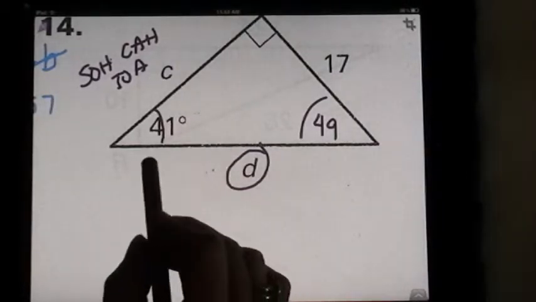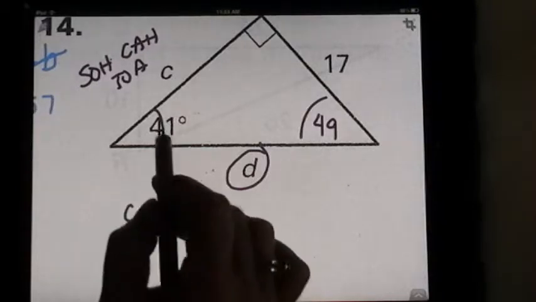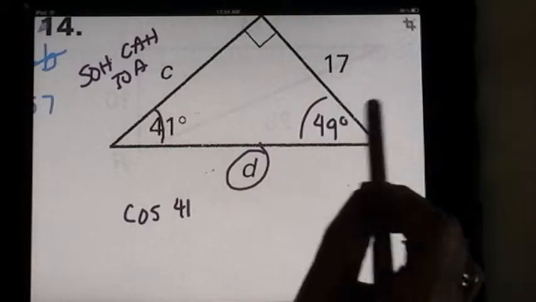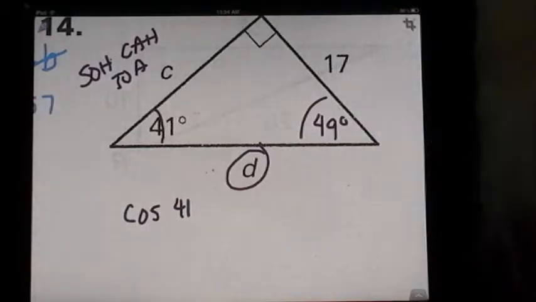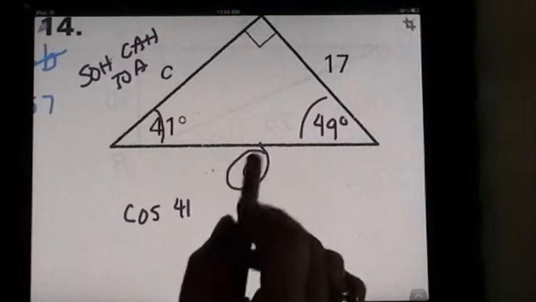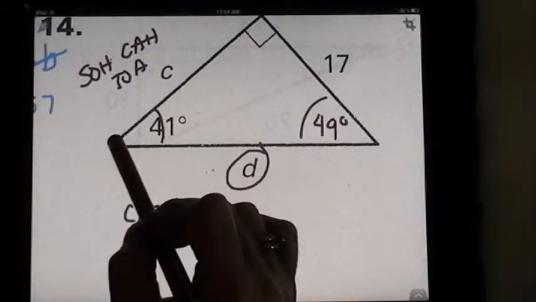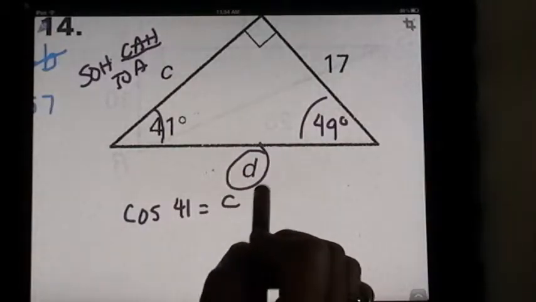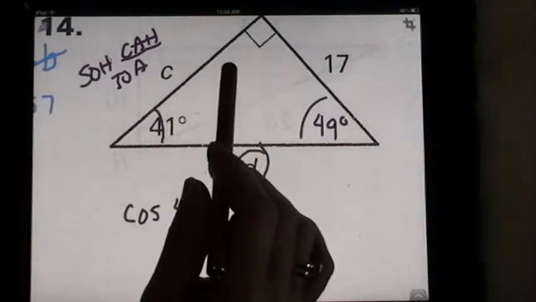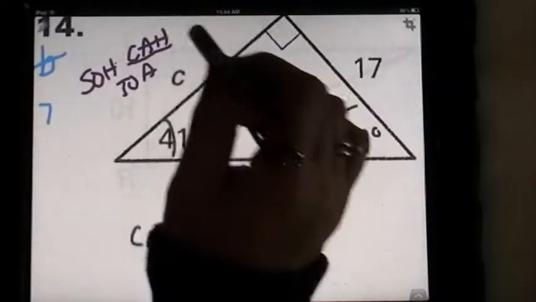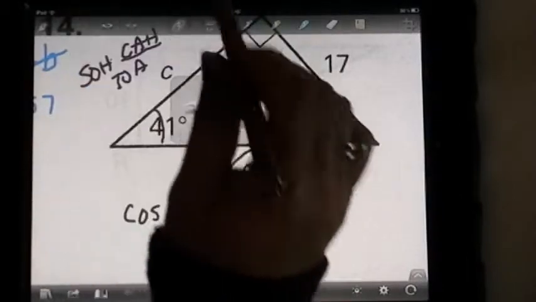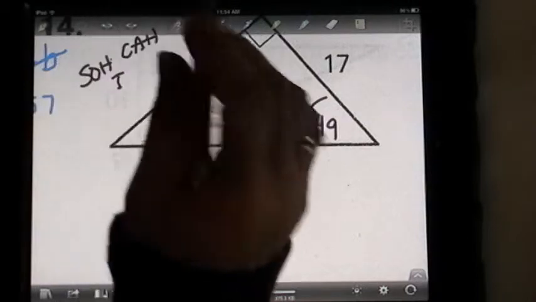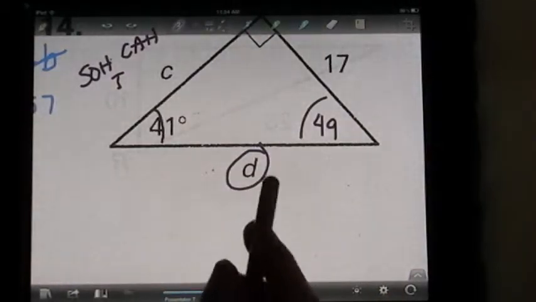Okay, I want to have the variable in the numerator. So I'm going to use cosine 41. Now I know I said use the things that you're given originally, and 49 is not given originally, but it is exact because 90 minus 41 is 49. But I'm going to use cosine 41 because cosine is adjacent over hypotenuse. And that puts my... I can't do that. I hate it when I make a mistake when I'm making these videos. So I'm not going to use cosine. I'm going to have to start with a tangent. Or I can use a sine.